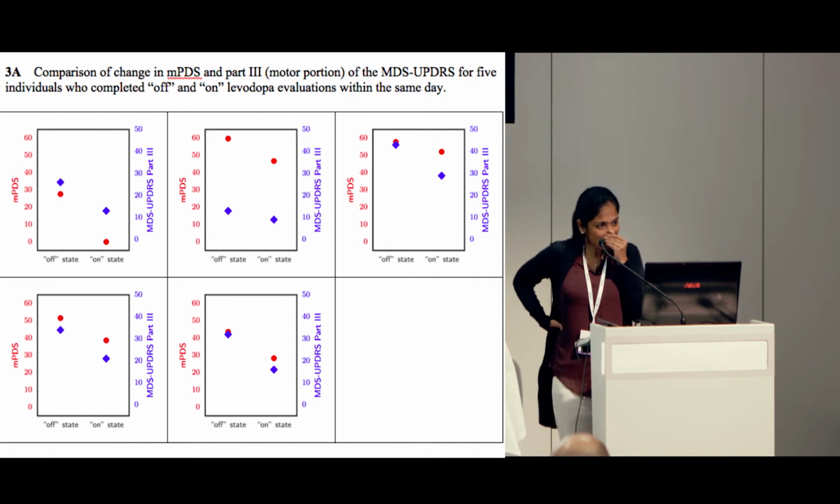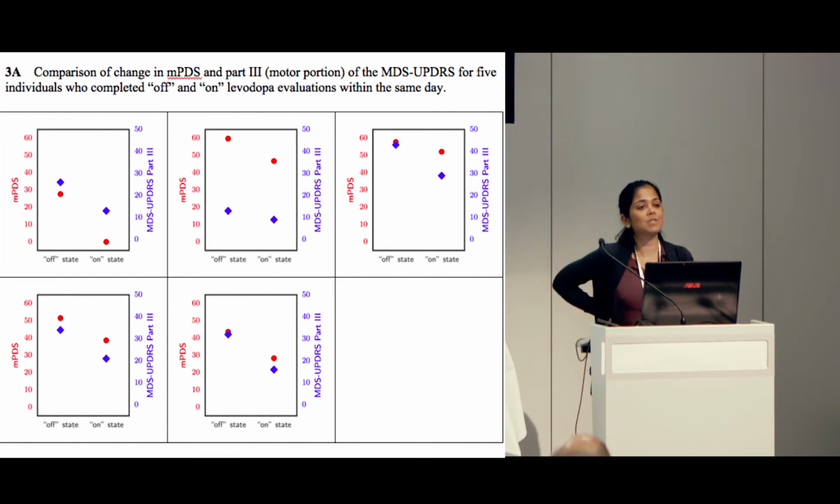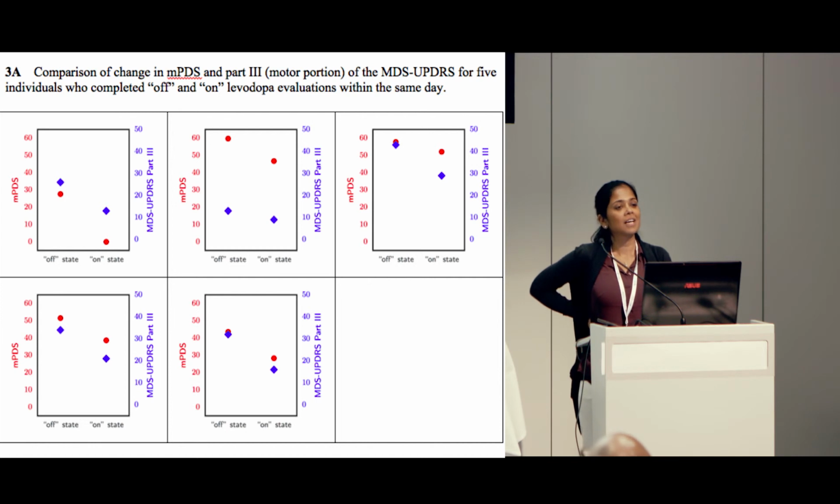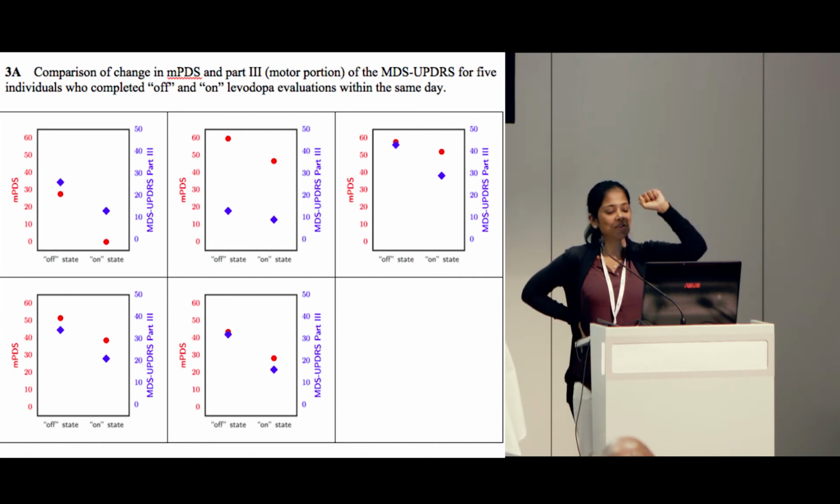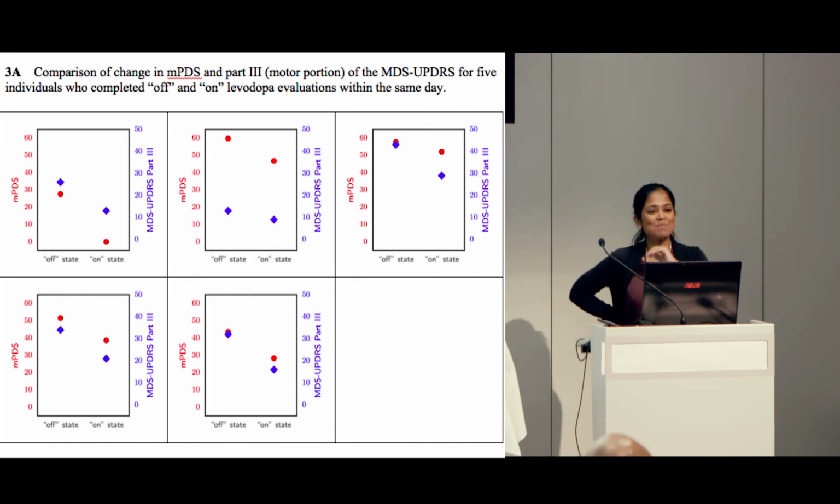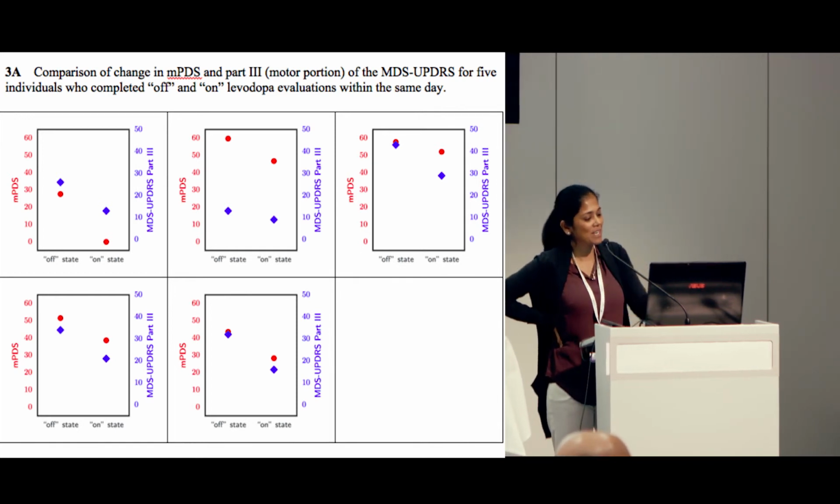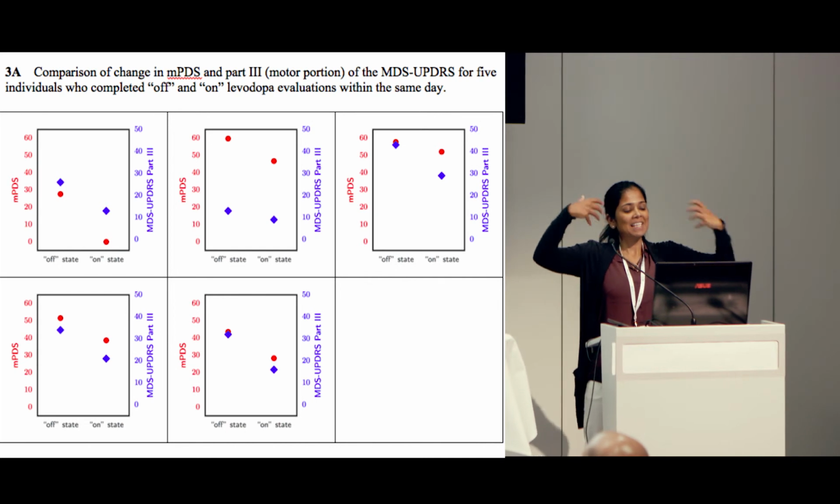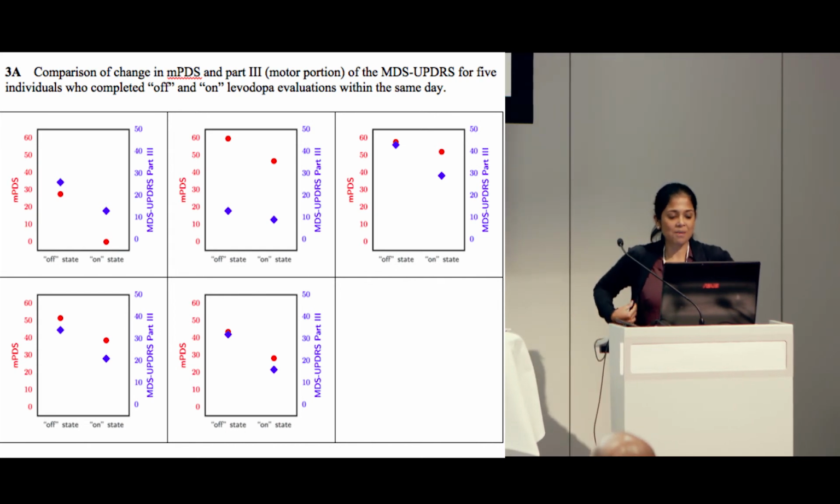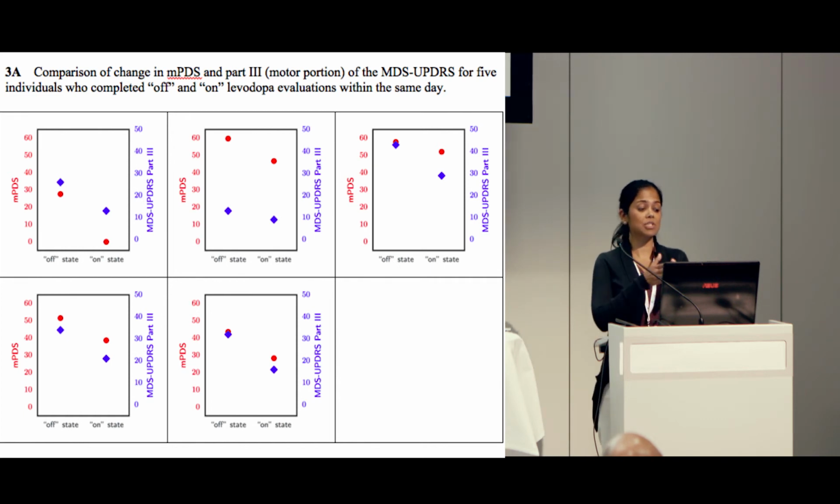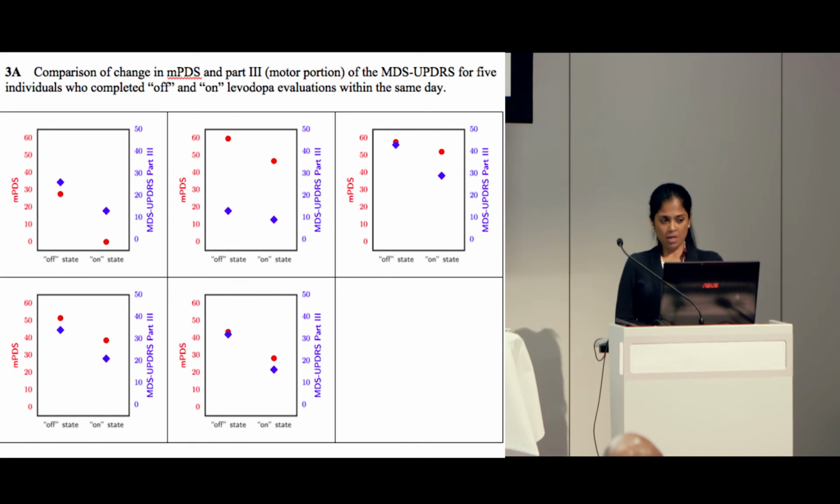Finally, in this plot, we've taken patients where, so this data is still private, please don't release it on the internet, but it's under peer review right now. So this is an example where we're using MPDS to measure patients in their on and off state, and we're measuring the actual UPDRS scores in blue, and the MPDS in red.